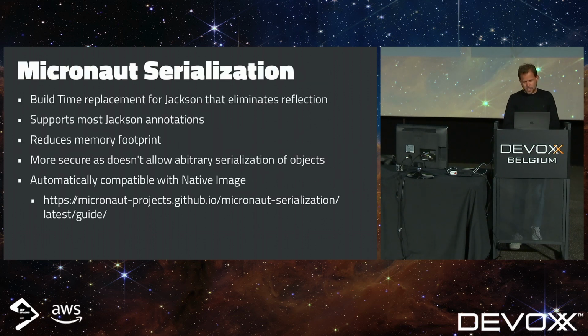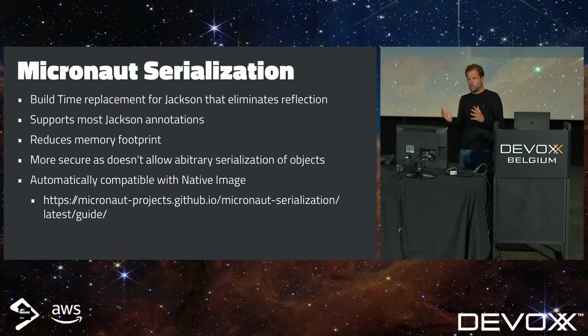Okay, so now I'm going to talk about serialization. Micronaut serialization is a build-time replacement for Jackson. In fact, it's going to be the default serialization mechanism for Micronaut. And it's a great example of using those building blocks to reduce the runtime weight. It supports 80, 90% of the available Jackson annotation model, and it also supports JSONB annotations.